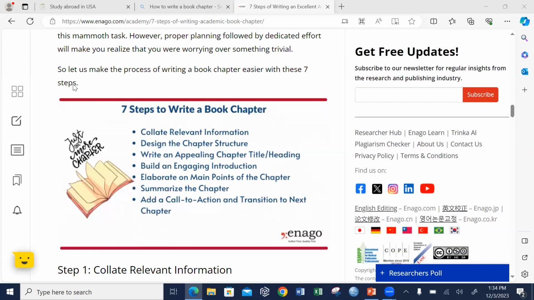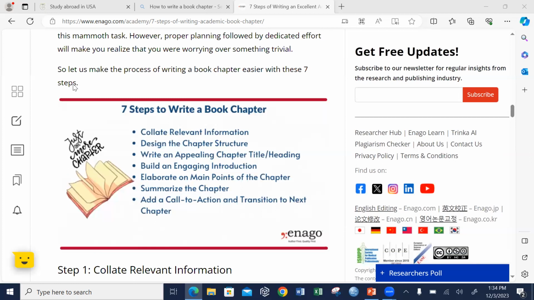So writing an appealing chapter title or headings, you need to structure it well by designing an entire chapter. Then after the chapter, you give the title for the chapter based on the information that you are able to collect. Then you build an engaging introduction. So every chapter, you need to introduce a chapter, right?